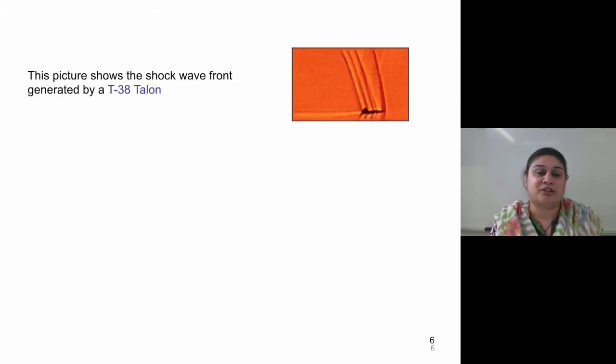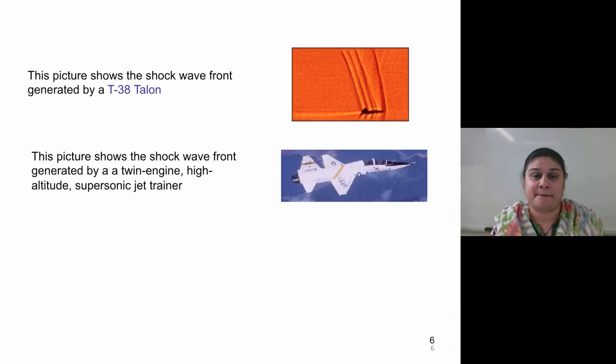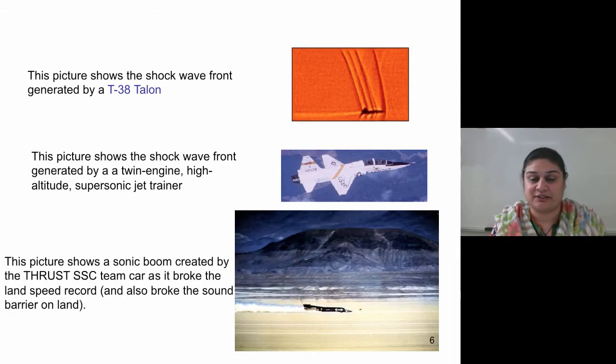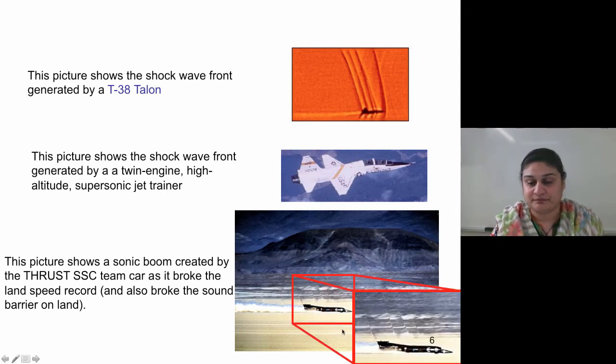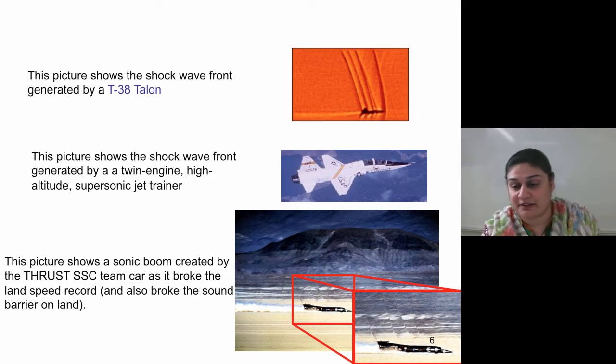So here's a picture of a sound wave generated by an airplane. This picture shows the shock wave generated by a twin-engine high-altitude supersonic trainer. And this picture shows the sonic boom created by the Thrust car as it broke the land speed record. So look at it very, very carefully. Here's what it looks like.